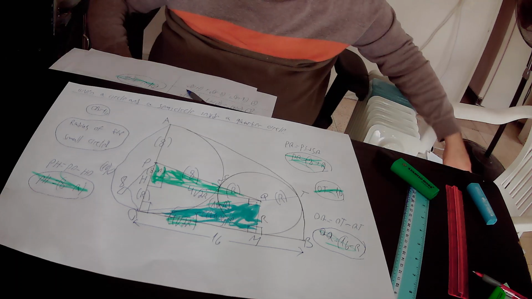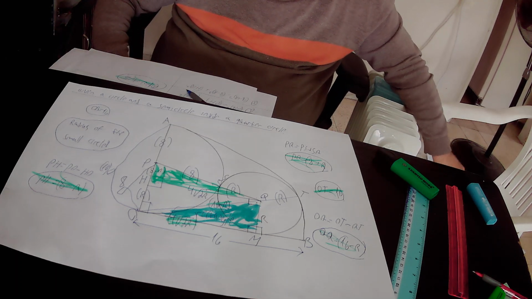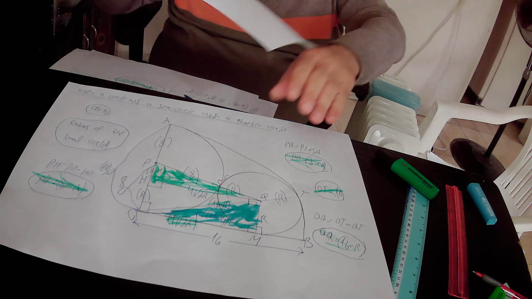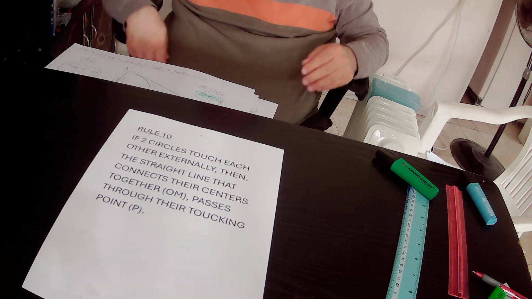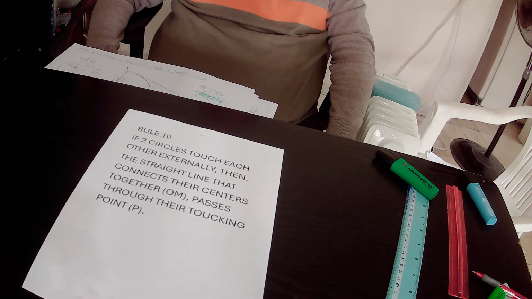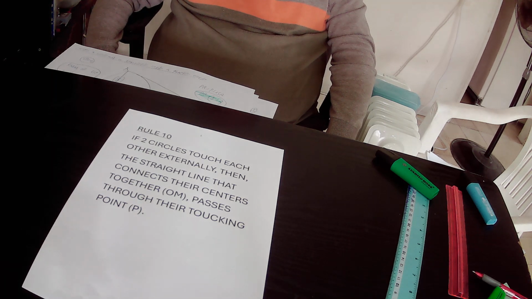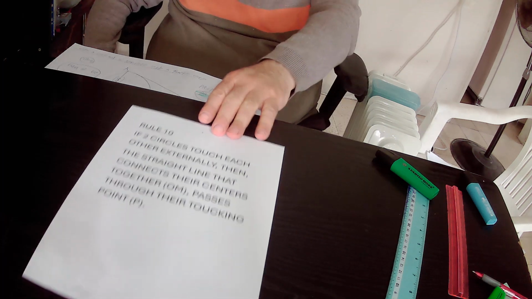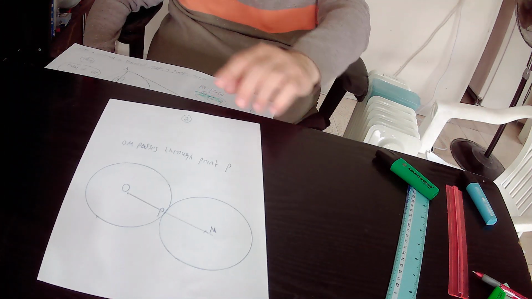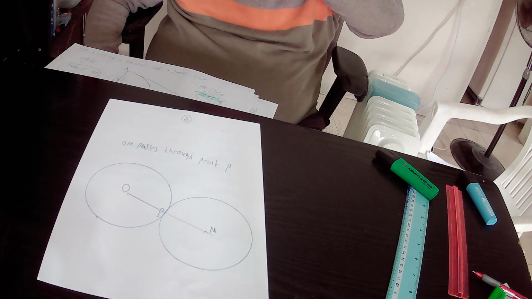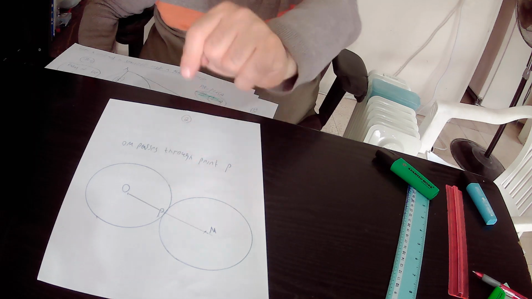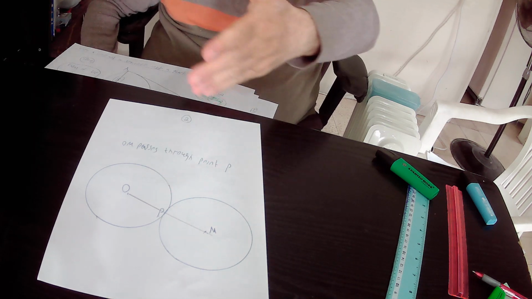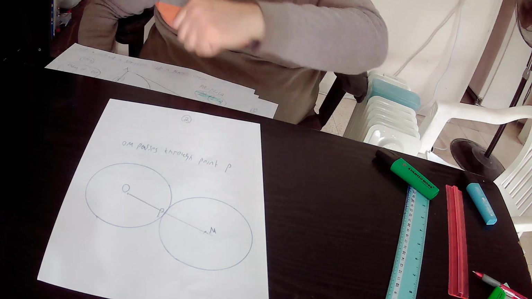I'll repeat quickly rule 10. According to rule 10, if two circles touch each other externally, then the straight line that connects their centers together passes through their touching point. So here are two circles. Those two circles touch each other externally at point P.